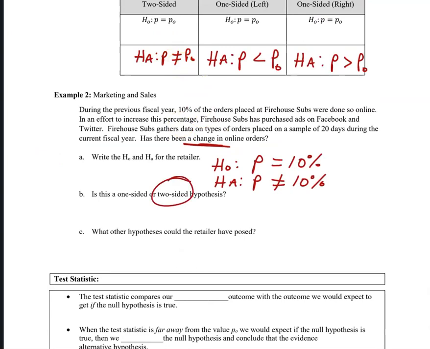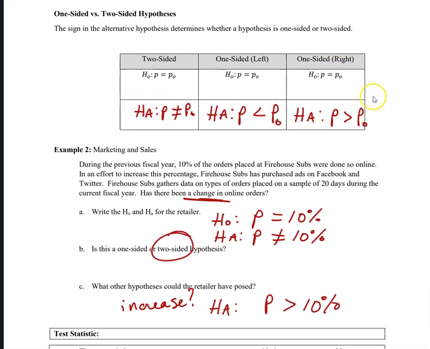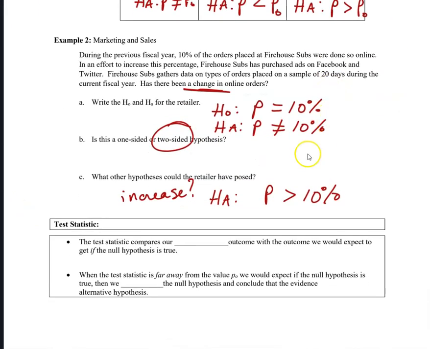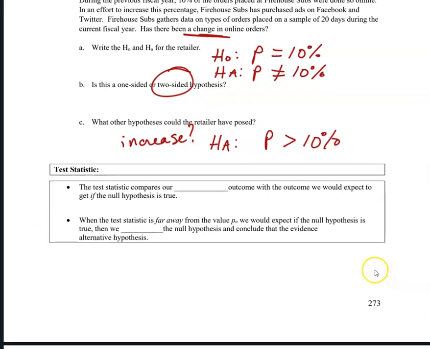What else could the retailer have posed? I think maybe a better alternative would have been, have sales increased. If we had done an increase in sales online, then they would have said is P greater than 10%, and would have done a right-sided test. I think that might have been a better research question, but this one works as well.